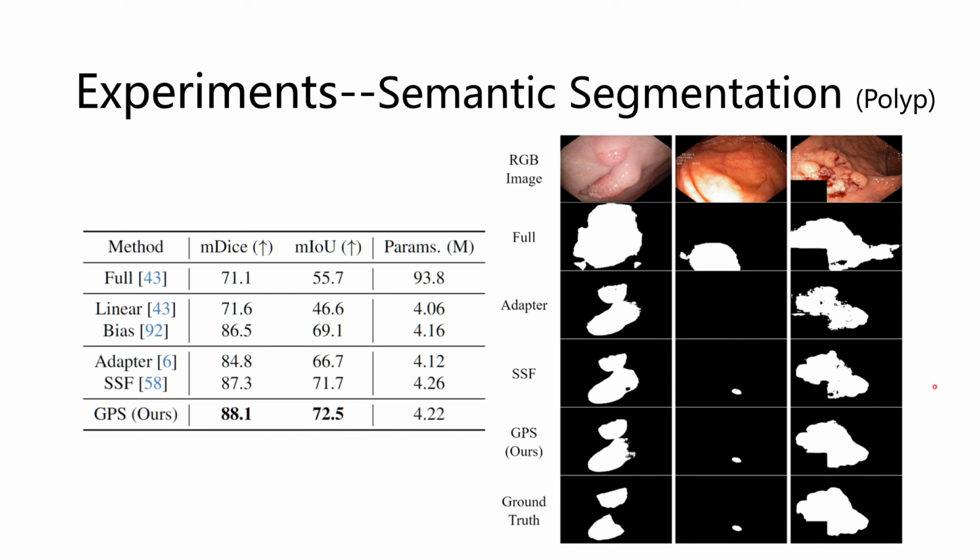And we also conducted experiments on semantic segmentation. As we can see here, our method can handle some difficult cases, like here. Our GPS is closest to the ground truth.